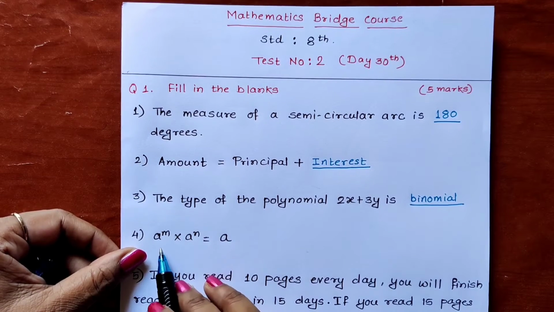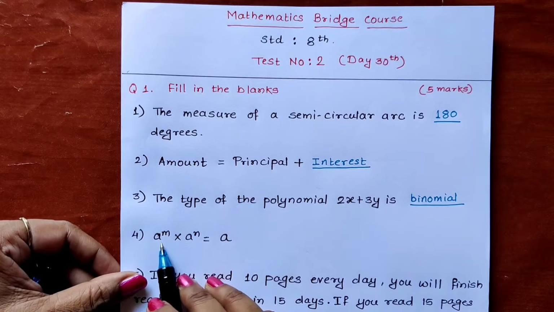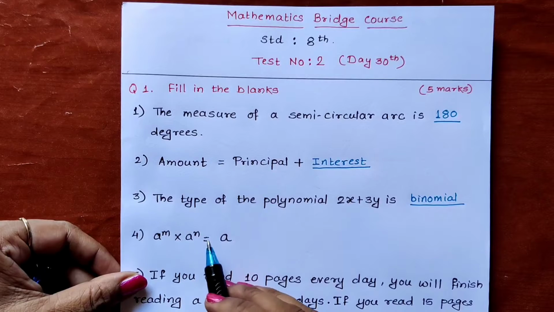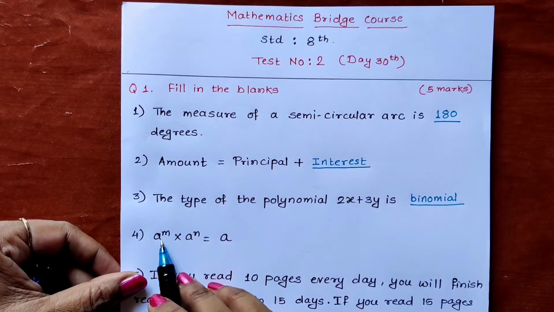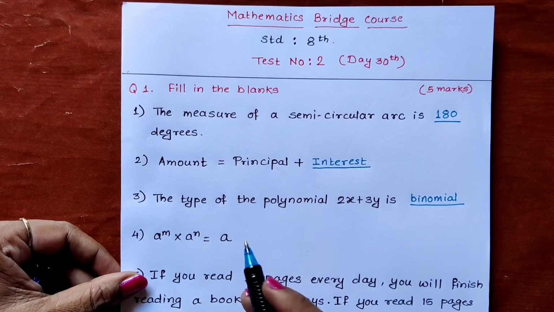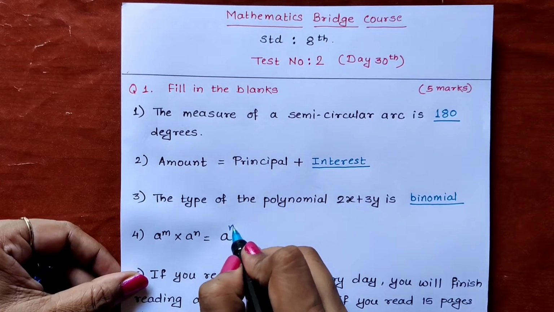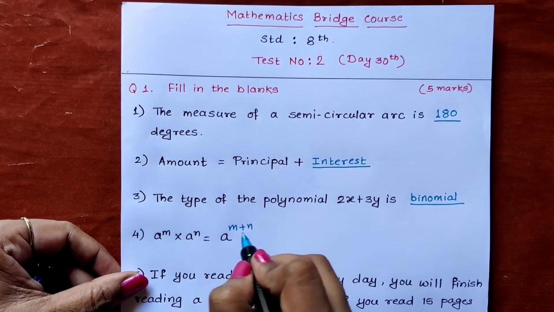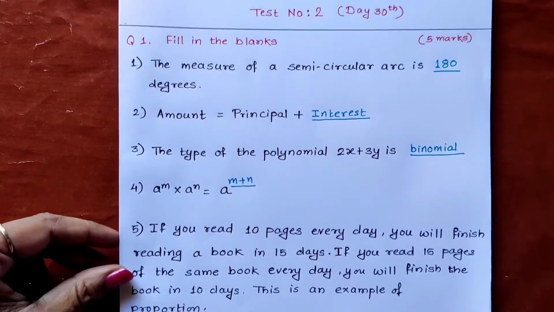Now next one, we have been given one of the rules of indices, a raised to m multiplied by a raised to n. There is multiplication, and when multiplication is there and the base is common, what do we do? We add the indices. We write the common base one time and we add the indices. m plus n will be there in the index. Now next, fill in the blank.